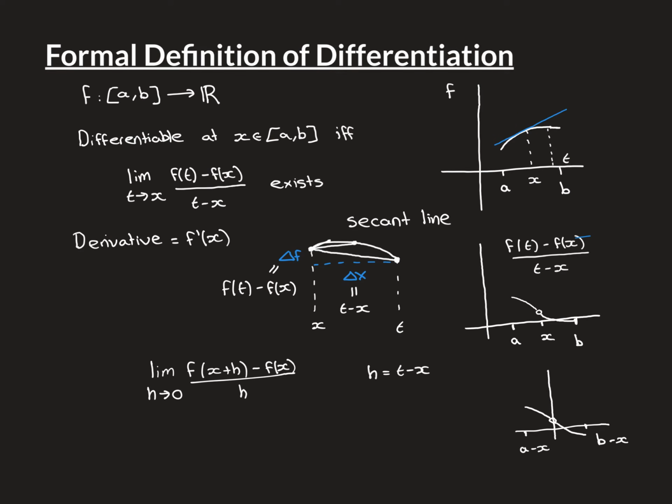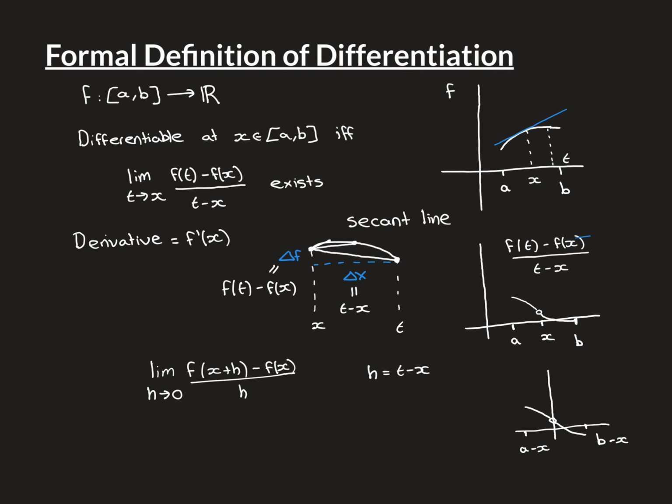So there is another way that you might commonly see this written. Instead of writing the limit like so, you might see it written in this way instead: the limit as h approaches 0 of f of x plus h minus f of x over h. This is actually the exact same thing as this. If this exists, this will exist, and they'll have the same value.